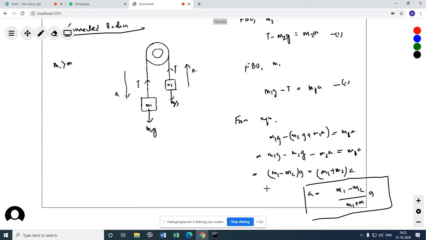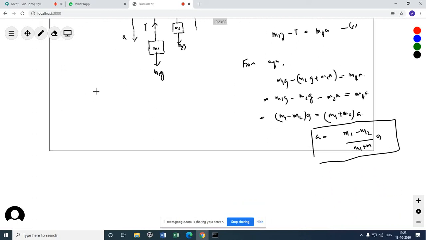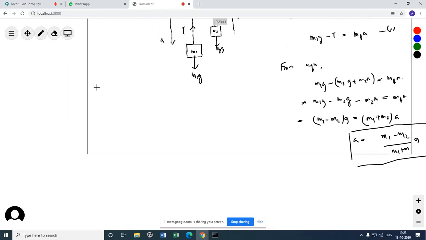Imagine I gave you 2 kg and 3 kg masses. You can easily find out the common acceleration, right? What about the tension now? What about the tension?